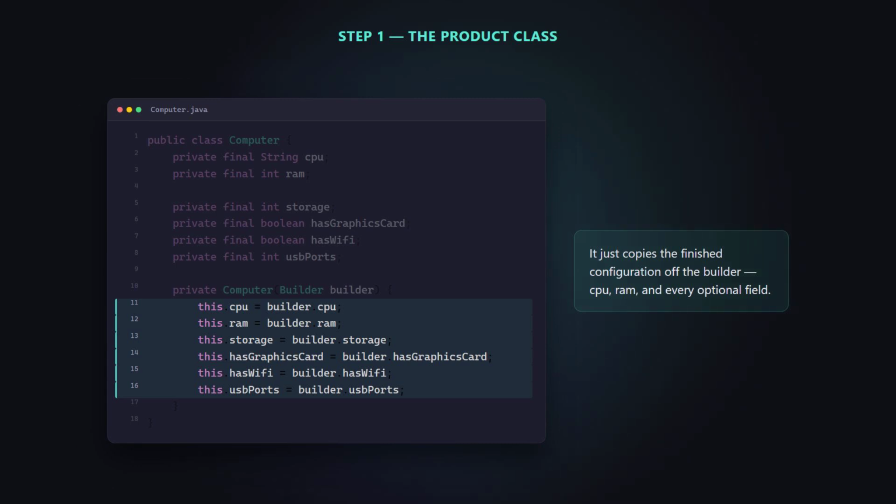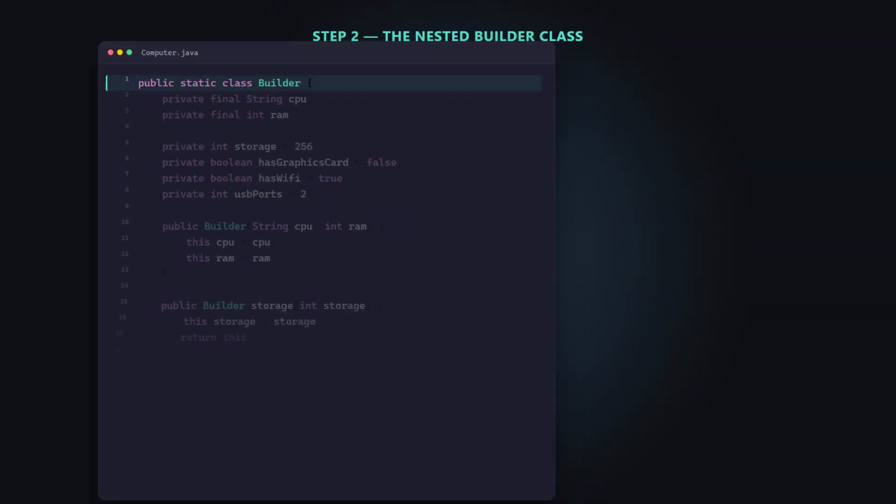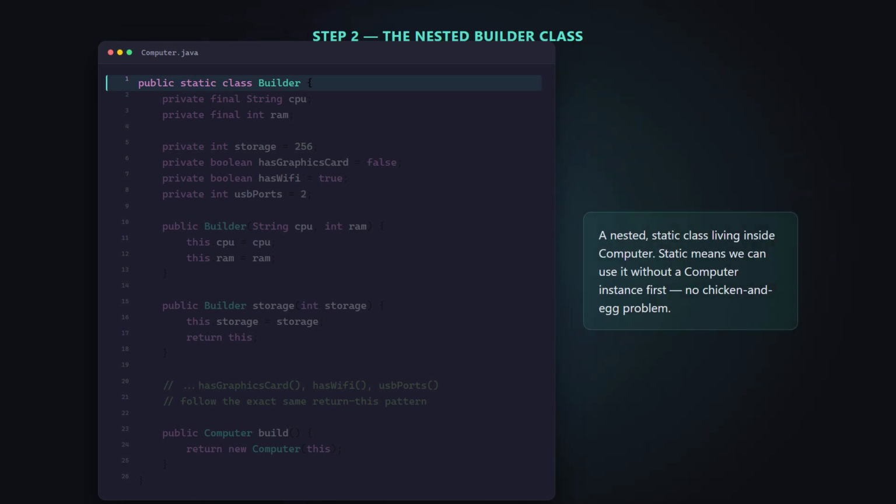Now, for the star of the show. Okay, step 2, the nested builder class, public static class builder. This is a nested class living inside computer. It's static, so we can use it without first having a computer instance. Chicken and egg problem avoided.